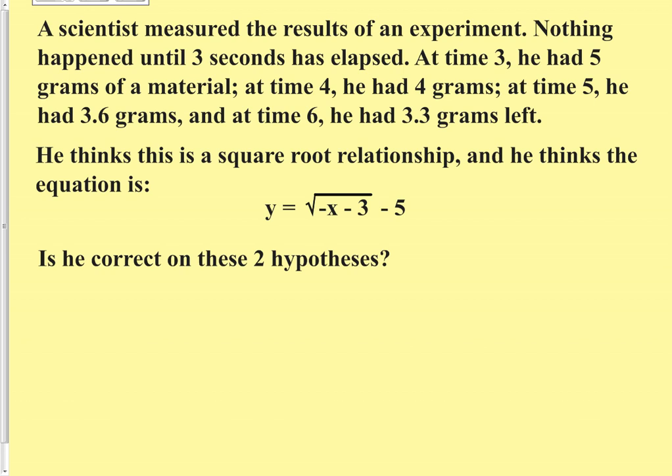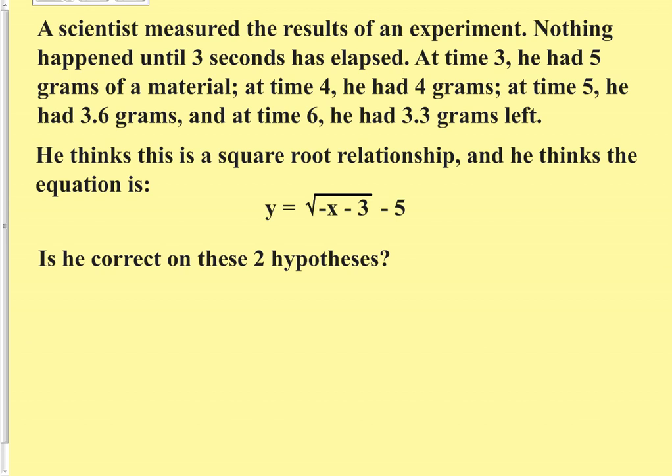A scientist measured the results of an experiment. Nothing happened until 3 seconds had elapsed. At time 3, he had 5 grams of material. At time 4, he had 4 grams. At time 5, he had 3.6 grams. And at time 6, he had 3.3 grams left. He thinks this is a square root relationship, and he thinks the equation is y equals the square root of negative x minus 3, minus 5. Is he correct on these two hypotheses? Press pause if you need some time to copy that down, and I'm sure you probably do.